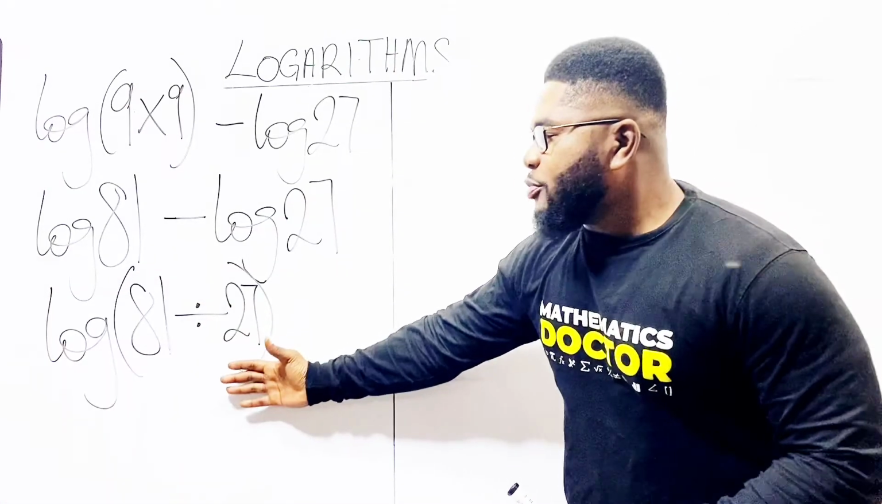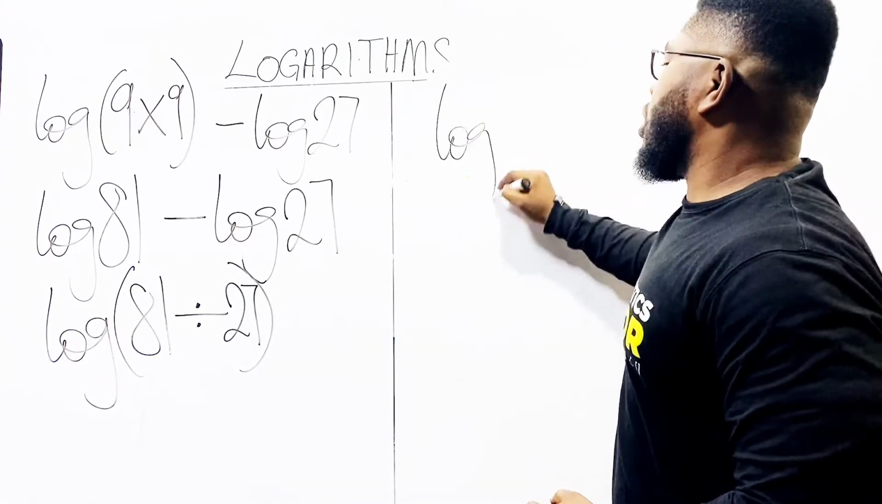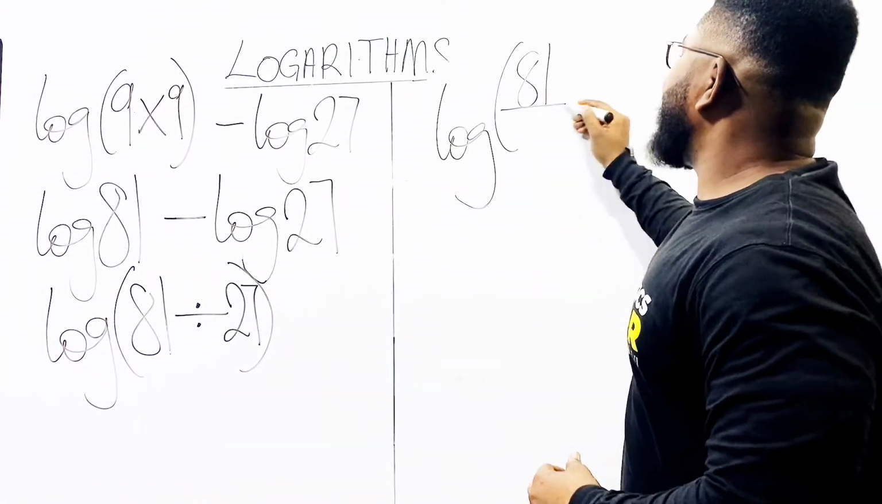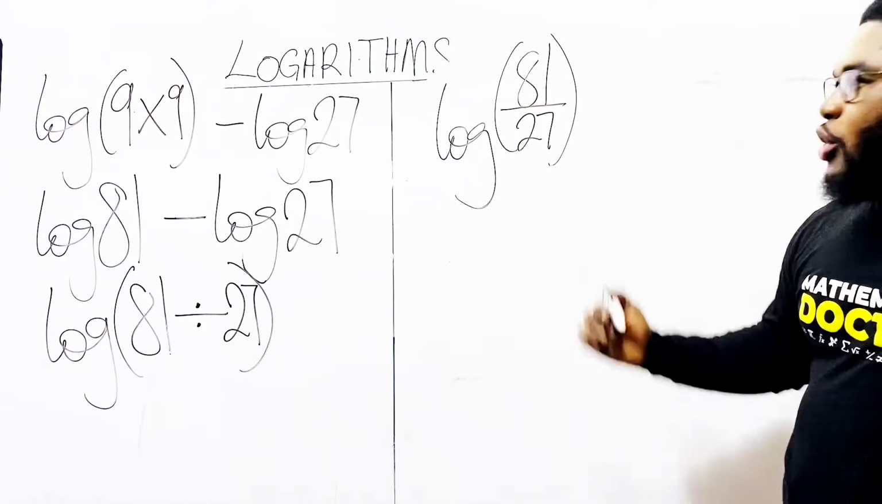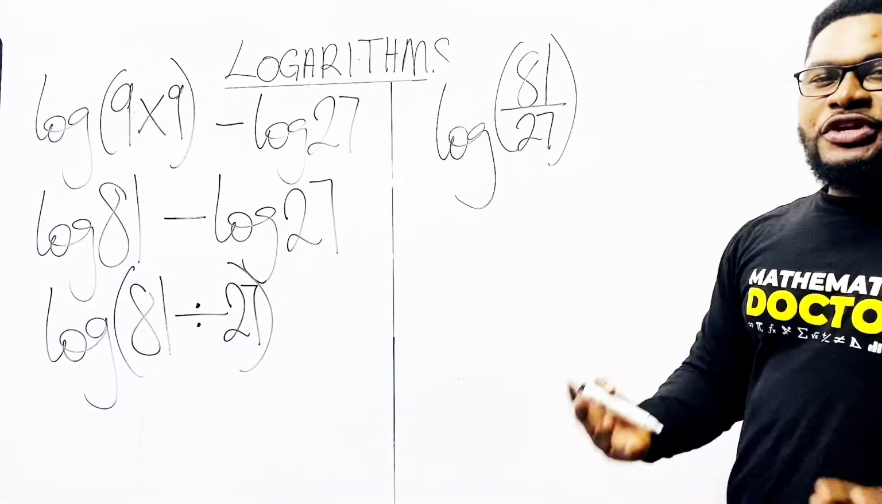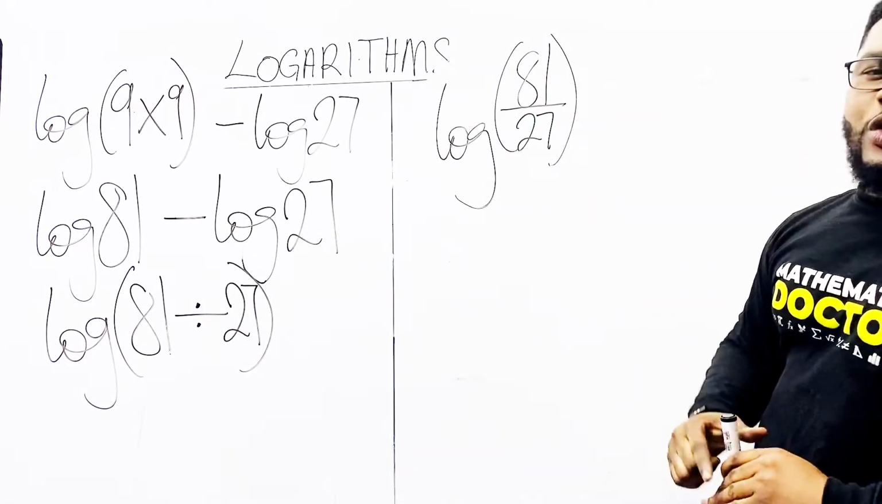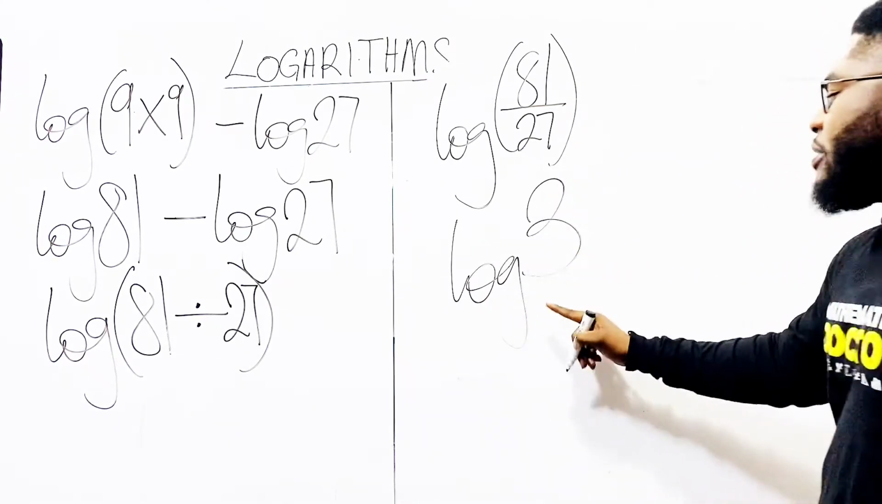At this point, so many people will convert this into a normal division. That is to say, log of 81 divided by 27. Please, when you do it this way, you still get the same answer. Okay, this and that are the same. The bar here means division. Now 81 divided by 27 is 3. So I'm going to get log 3 to the base of 10.